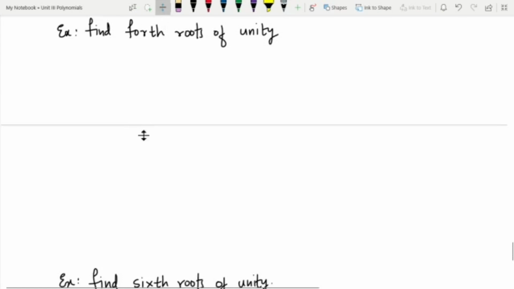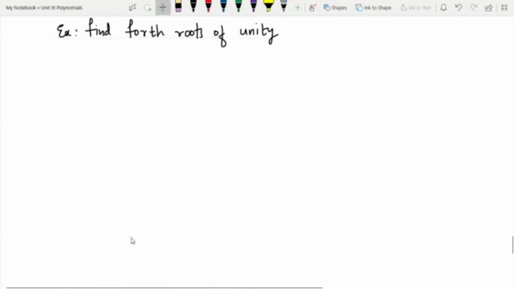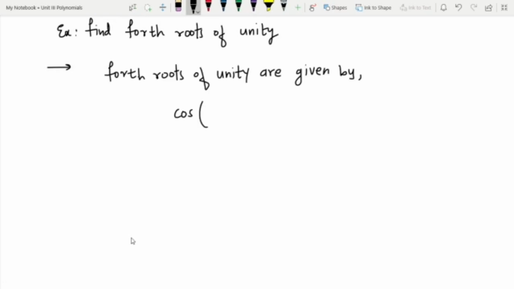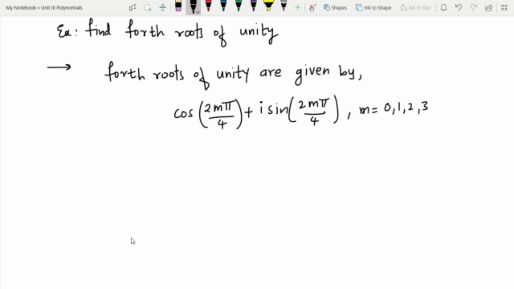Now finding fourth roots of unity is nothing but finding the roots of the polynomial x raised to 4 is equal to 1. I'll not go into details, I'll directly write down the formula. The fourth roots of unity are given by cos of 2m pi upon 4 plus i sine 2m pi upon 4, where we put the value of n as 4 and m varies from 0, 1, 2 and 3.